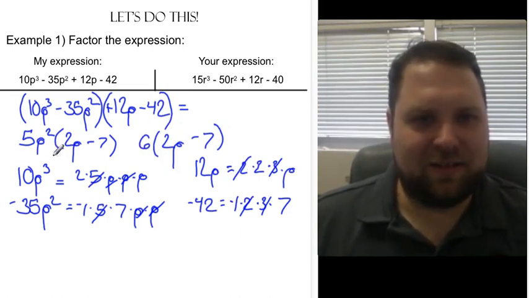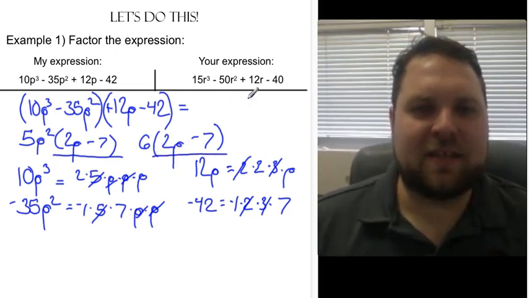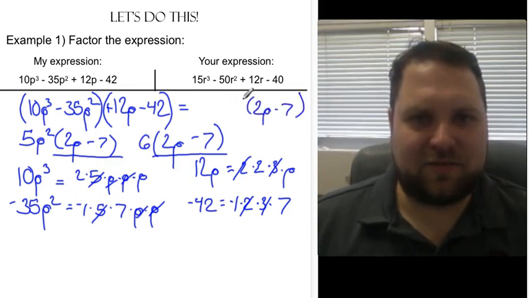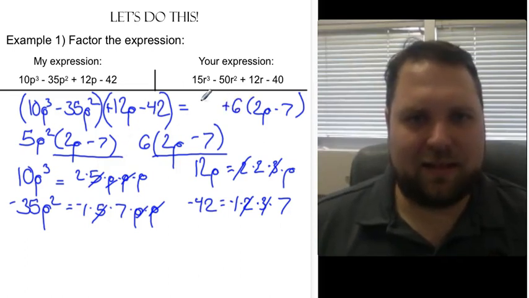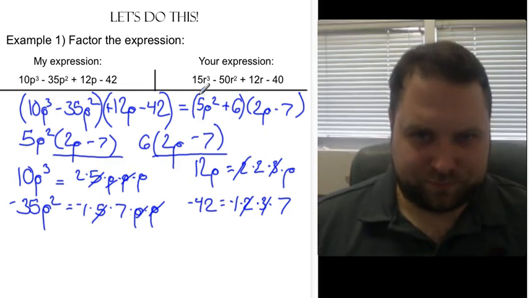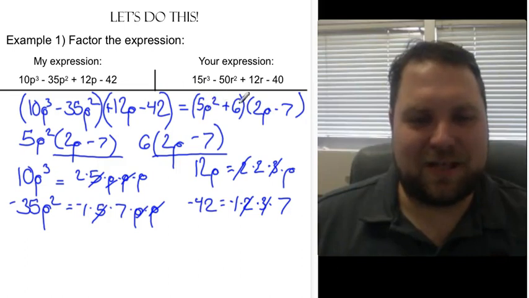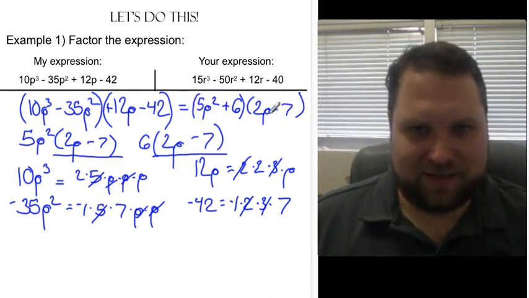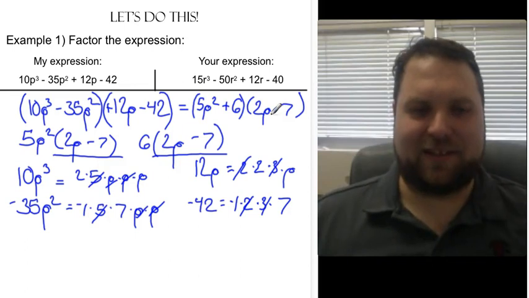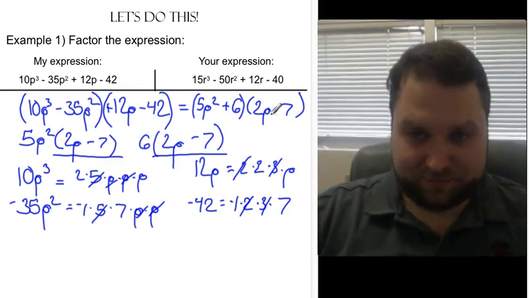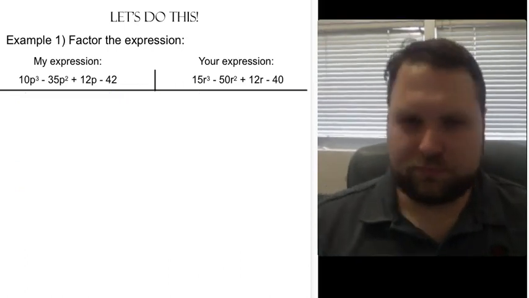And again, look at the magic that happened right there. You end up with the same thing. So this is like I'm taking 2p minus 7 and I'm distributing a positive 6 and a 5p squared through both. And so what you can see is that this is now turned into multiplication of a binomial times a binomial. It's factored. So let's take a look at yours and make sure we get a similar result.